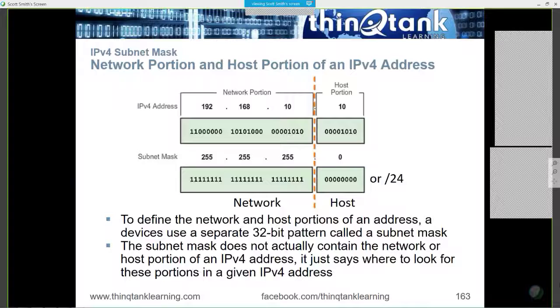The only difference in IPv6 is that the subnet mask is longer. It's 4 times the size. 128 bits as opposed to 32 bits.